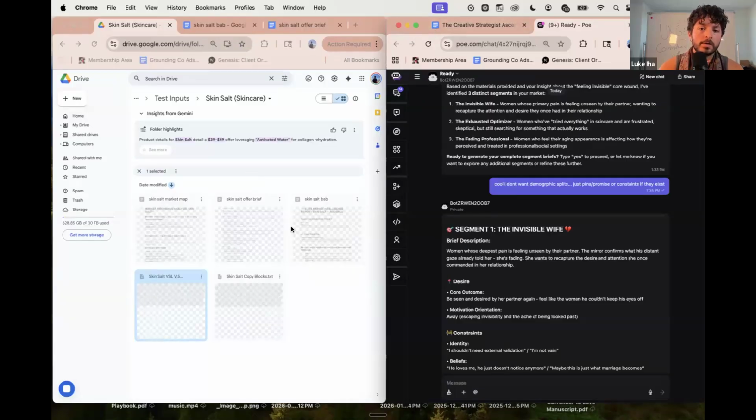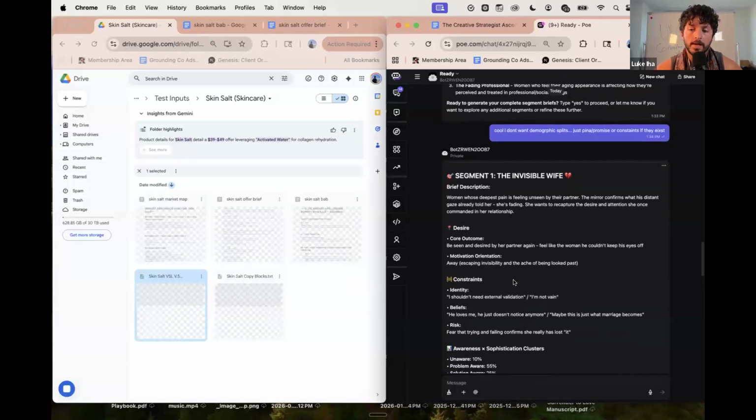Is there any workaround for how easy it is to accidentally hit clear context? I'm not sure. I've never done that.